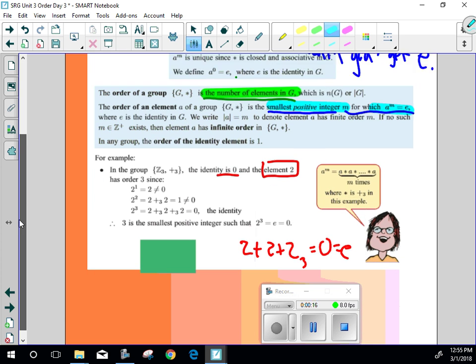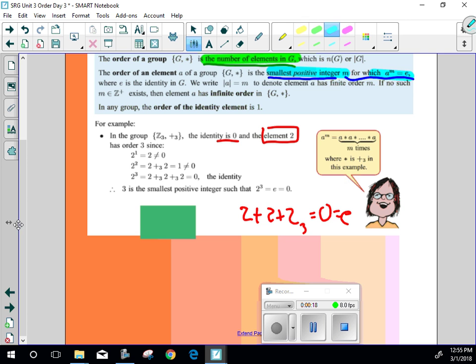We gave the example here of a group Z on addition, the operation of addition, and we're looking at element 2, and we found the identity was 0. So since the identity was 0, we looked at the order of 2. 2 operated once, twice, 3 times until we got the identity 0. So the order of 2 on this operation is 3.